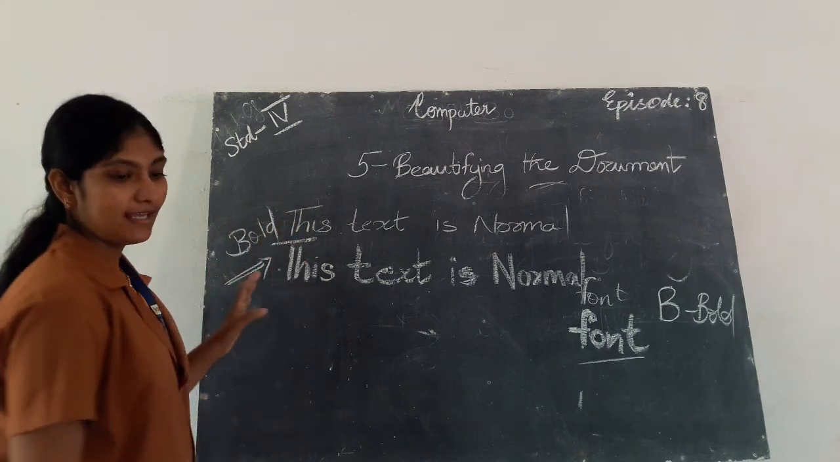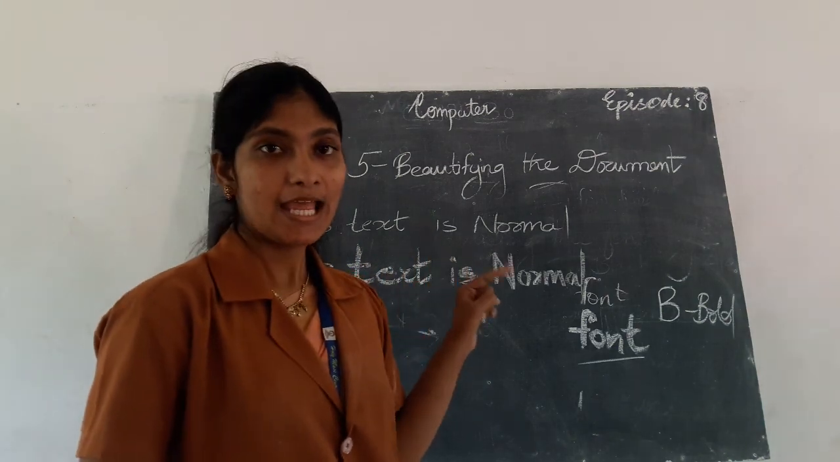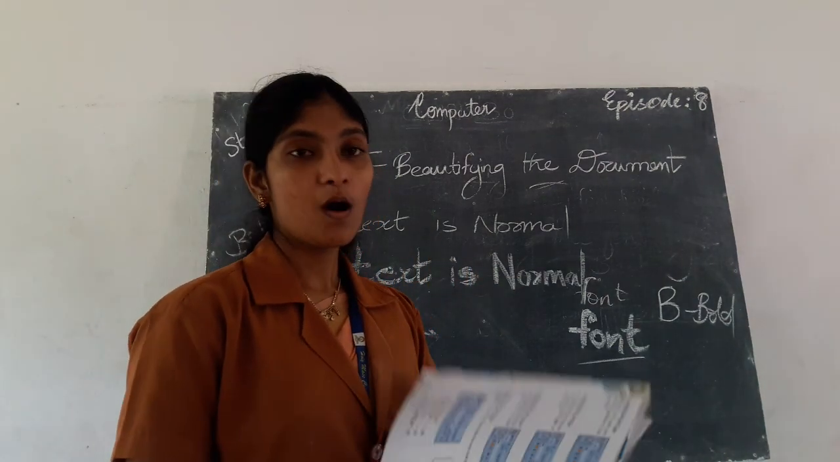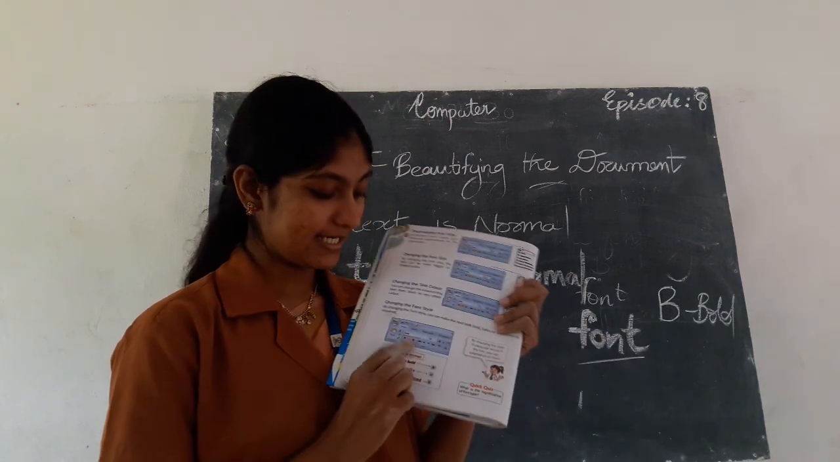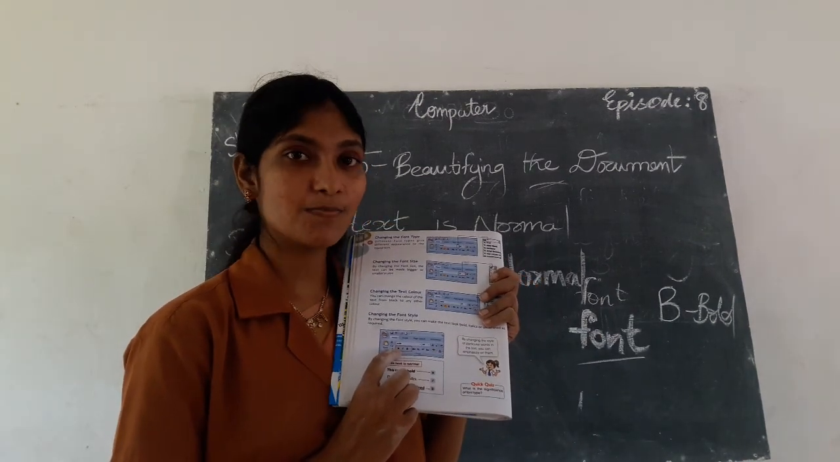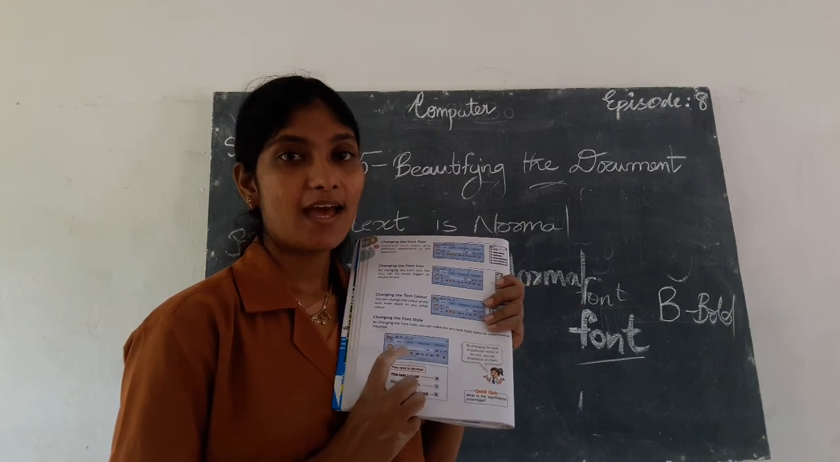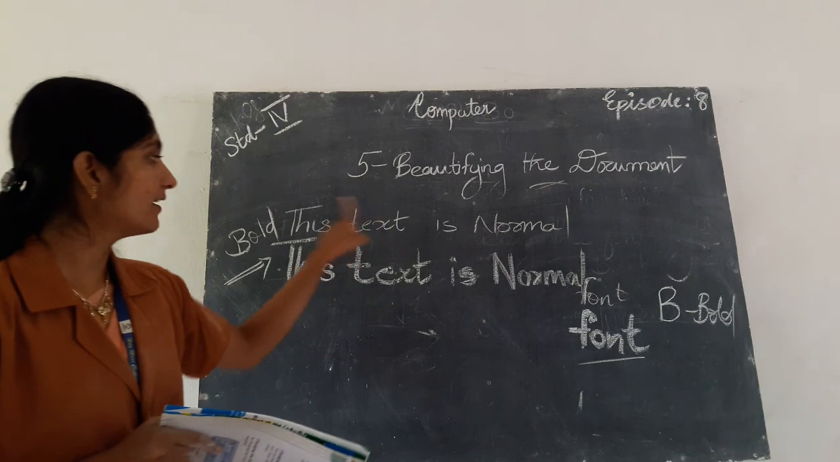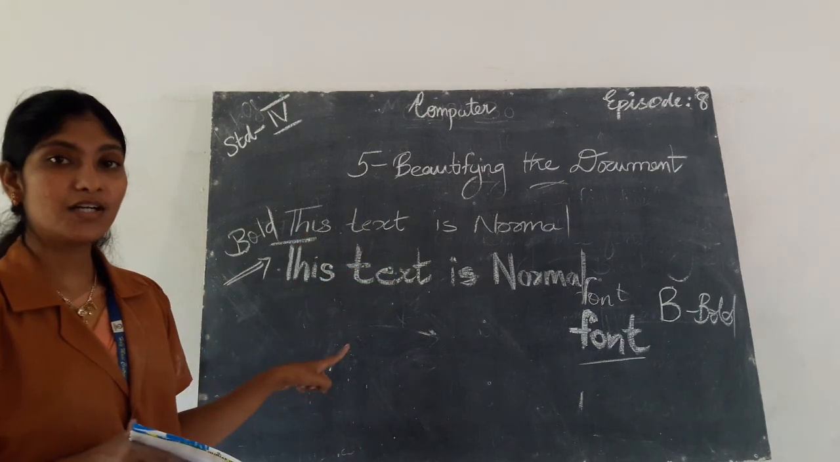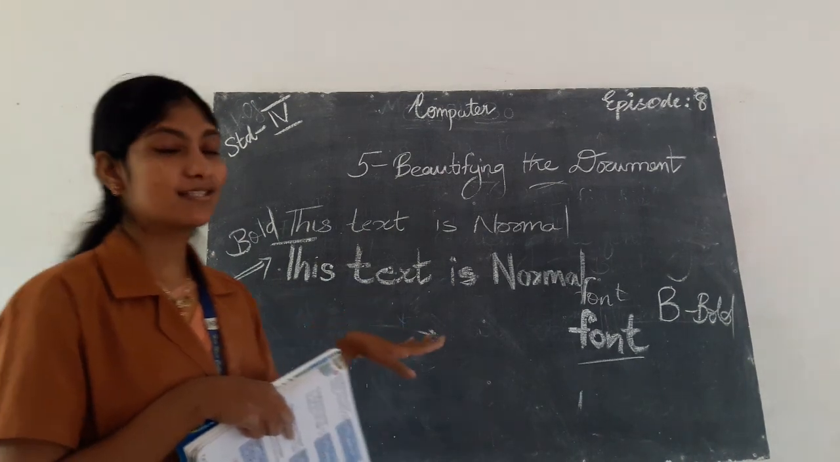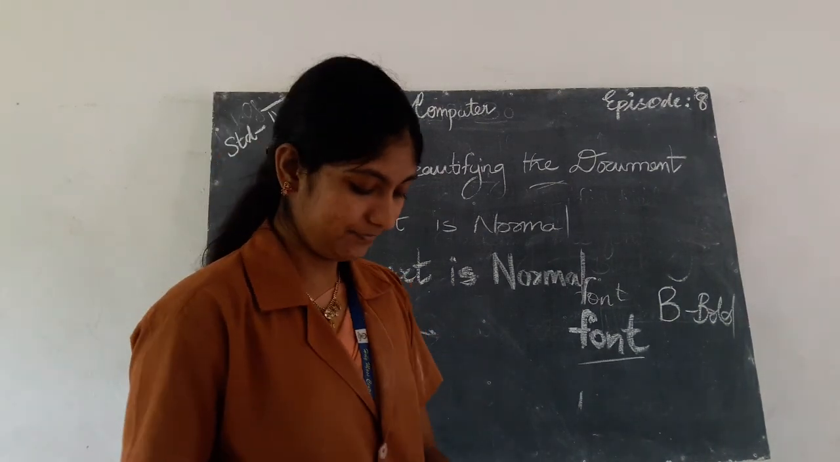If you want to change a normal letter to a bold letter, you can go to the Home tab, and there is a button B. Select or click the button B, and finally the normal text is converted to thick text. That is, this text is normal.